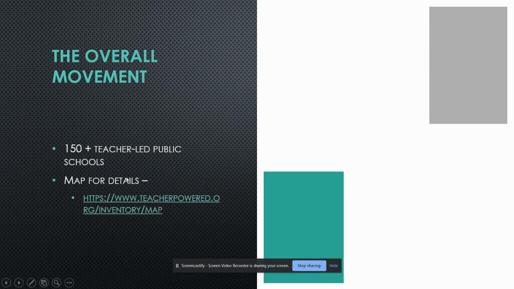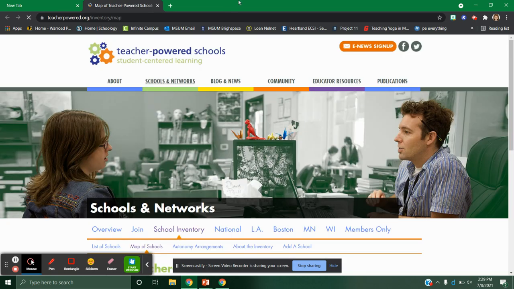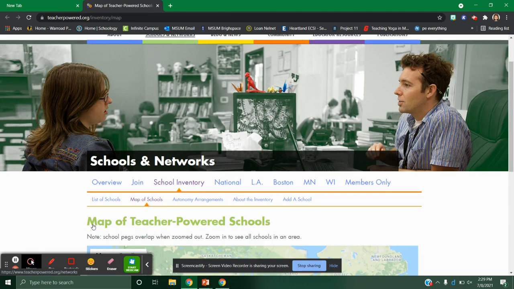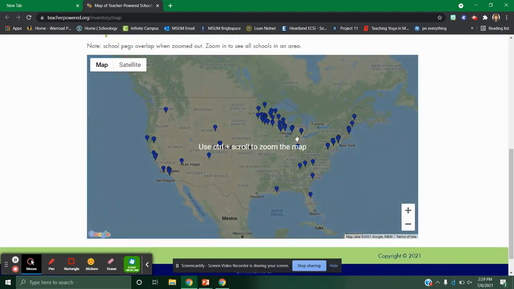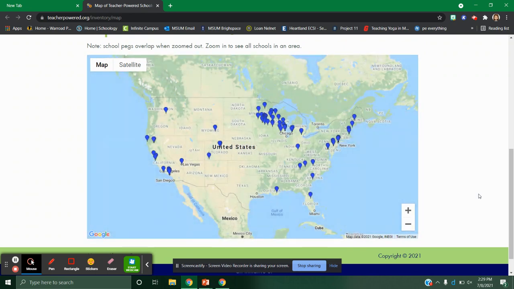So I'm actually going to pull up a map here. This map will show where a lot of these schools are located. So as you can tell, a lot, like I said, are located within the Midwest area. A lot are in Minnesota, on the West Coast and along the East Coast as well. You can find some there as well.